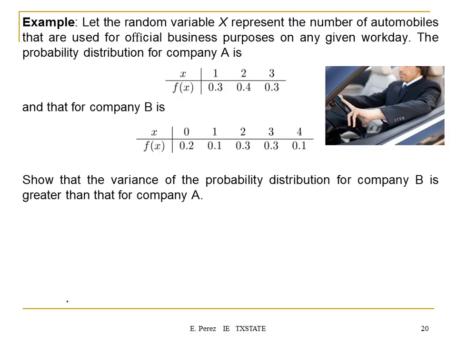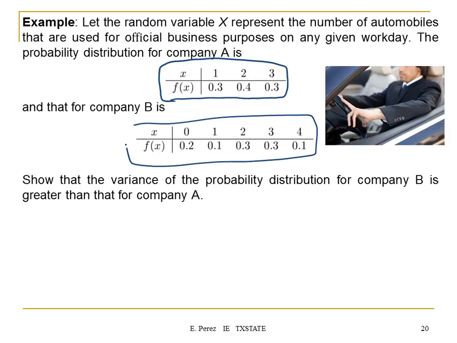So let's work with this problem. Here what we're going to do is just compute the variance for two different cases. Let the random variable x represent the number of automobiles that are used for official business purposes on any given workday. The probability distribution for company A is given by this discrete probability distribution. And for company B, we have another distribution, which is the second table. Show that the variance of the probability distribution for company B is greater than for company A.